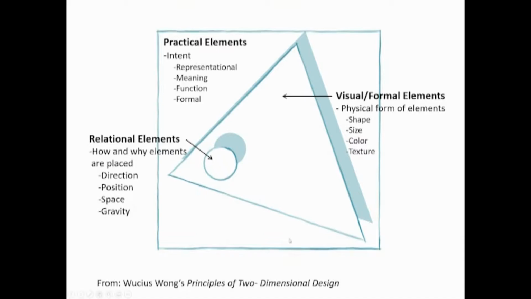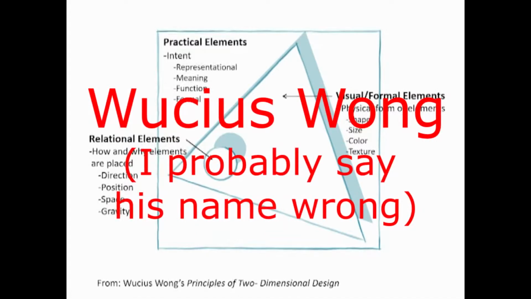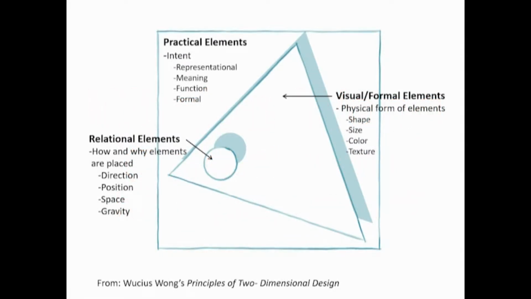Now when I talk about composition, I love using the way Wucius Wong breaks up the elements of composition. This is from his book, Principles of Two-Dimensional Design. He breaks up the elements of composition into three different layers here.